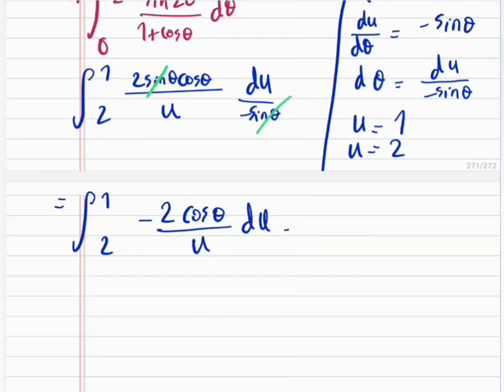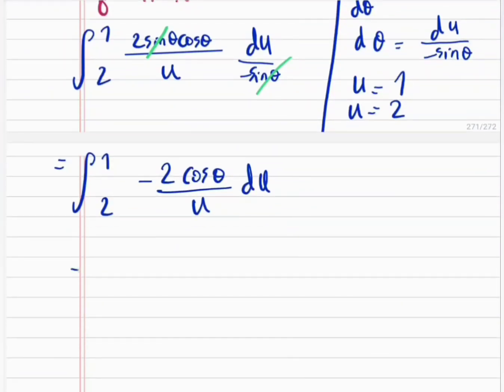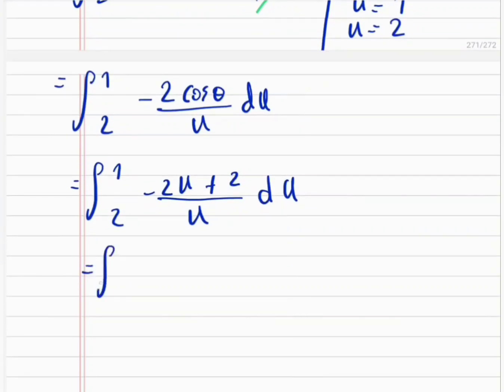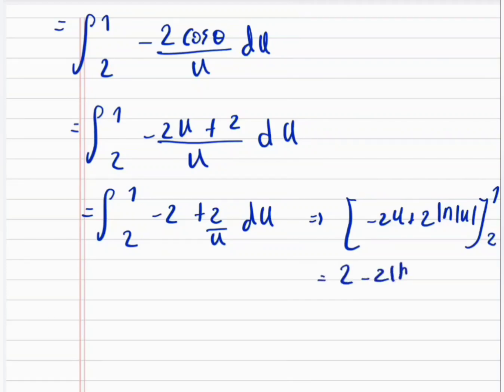over u du. And at this point, we just need to substitute u minus 1 for cos theta, so we get minus 2u plus 2 over u du, and this is a very simple integration. We can split this into two fractions, so we have minus 2 plus 2 over u du, and finally we have minus 2u plus 2 ln u from 1 to 2, and we substitute, and finally we get 2 minus 2 ln 2.